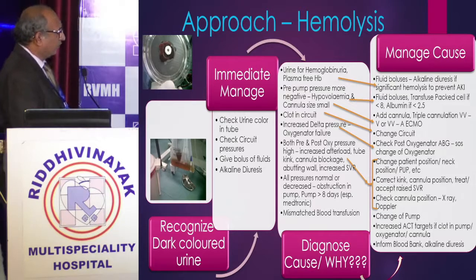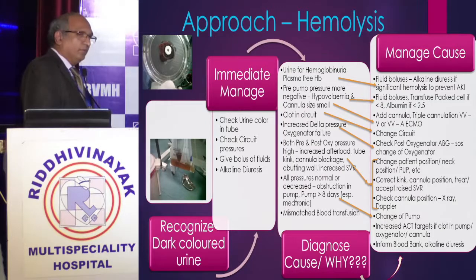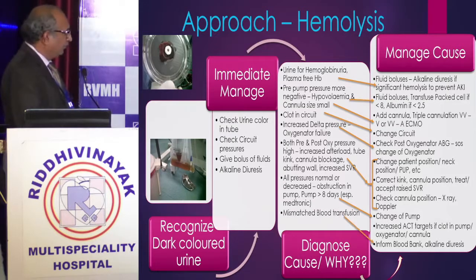If both the pre and post oxygenator pressures are high, again, you have to look at the causes for increased afterload and correct that. If all pressures are normal, that means the pump is an issue. If the pump is more than 8 days old, especially Medtronic, again, that can lead to hemolysis because the pump gets warmed up. And when the patient is on ECMO, it doesn't mean you only think in terms of ECMO. There are causes other than ECMO which can cause hemolysis, that also you have to keep in mind. And the commonest related to ECMO is your blood transfusions. So you have to rule out the possibility of mismatched blood transfusion. And if it occurs, you have to inform the blood bank and start alkaline diuresis.